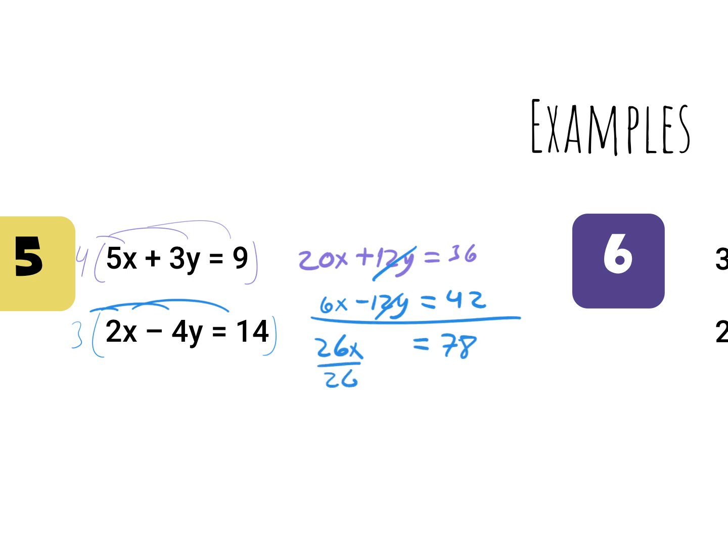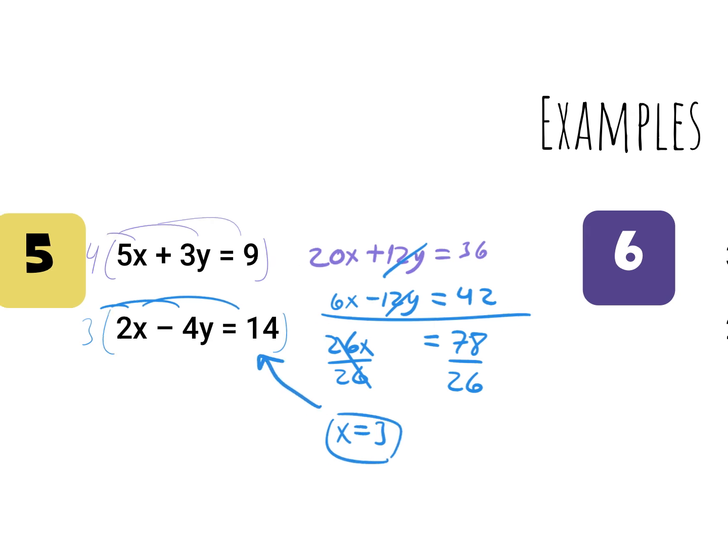This is going to equal 78. And then very simply, you just need to get one of your variables alone, right? So just divide by 26, and then you get x is 3 in this case. So if you get x is 3, plug it into one of your two equations. Doesn't really matter which one. I'll do the second one.